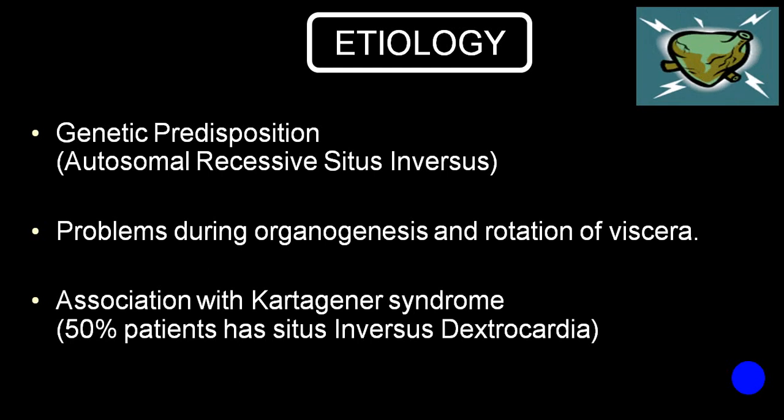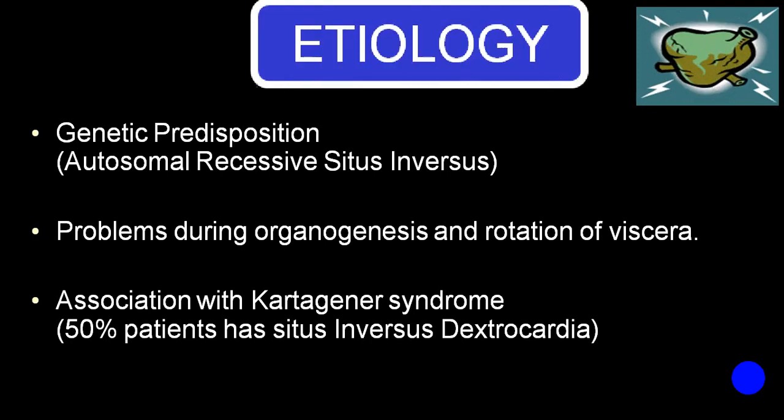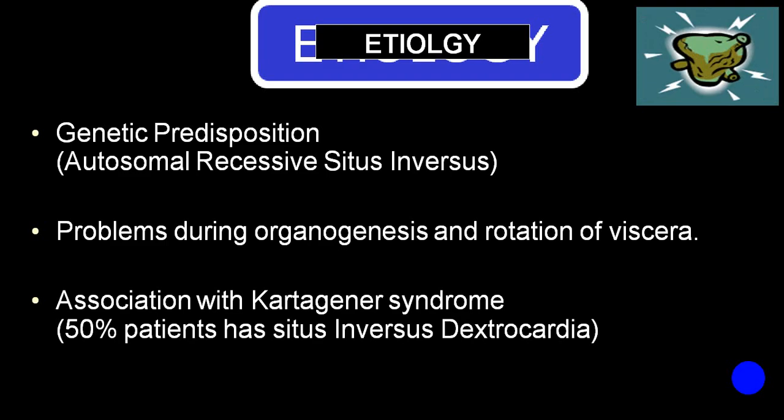The commonest cause of dextrocardia is genetic. It is autosomal recessive, where you get situs inversus, or we call it mirror image or complete situs inversus with dextrocardia. There is another condition where you come across dextrocardia called Kartagener syndrome. It is a situs inversus variety of dextrocardia, where along with dextrocardia you can have agenesis of sinuses or a mucosal ciliary abnormality in sinuses.